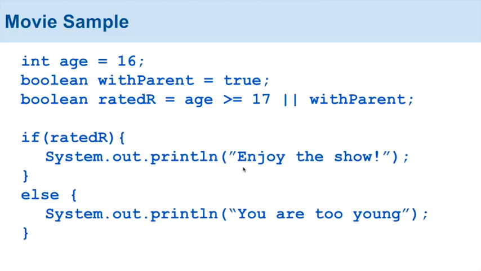So it's going to do a print line. It's going to tell me to enjoy the show. Else, if rated R is false, so it can either be true or it can be false, so it's just an if and an else statement, it's going to go down here. It's going to say you are too young. So I'm not going to be allowed to see the show. And now we're going to look to see how this looks in NetBeans.